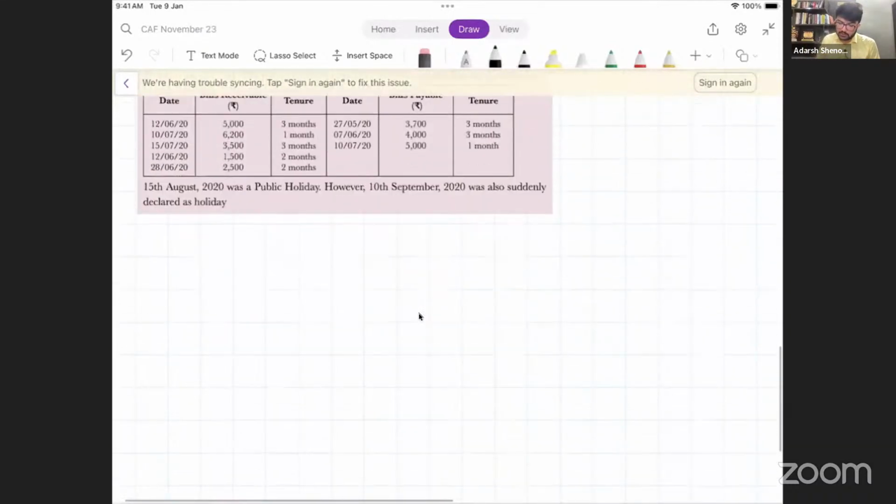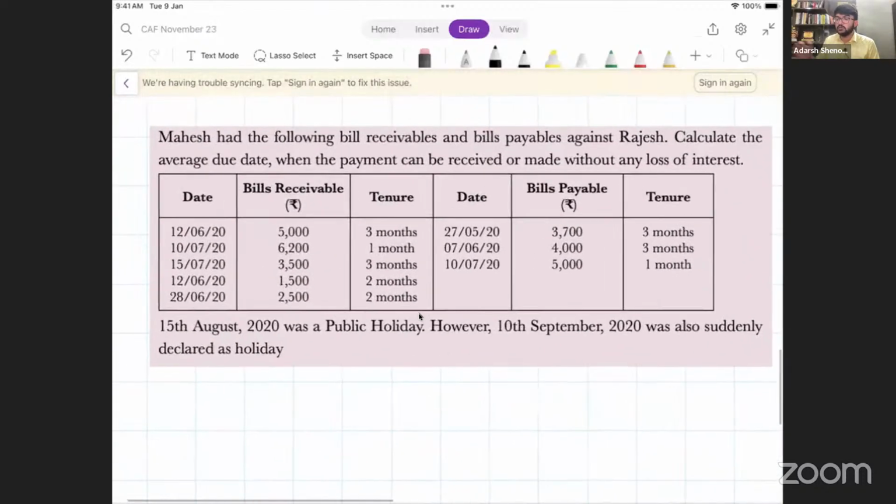Okay. So the next concept is calculation of average due date when there is purchase and sale with the same party. So purchase and sales with the same party. That time, what to do?